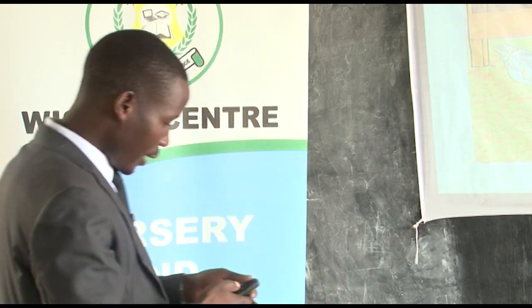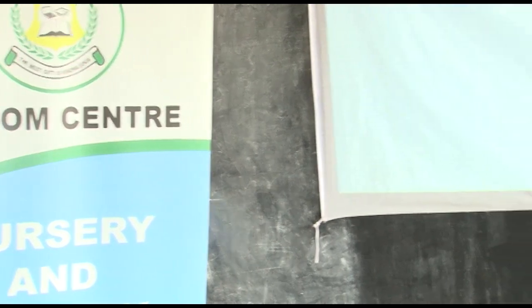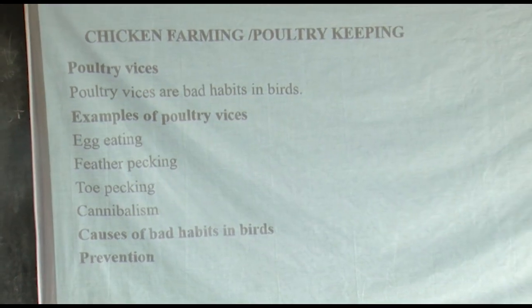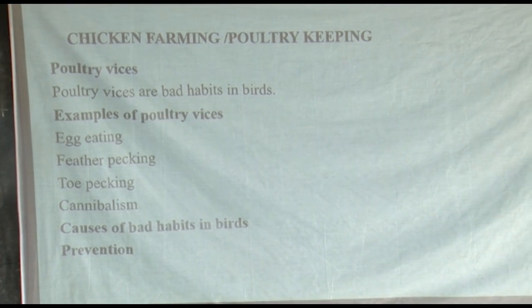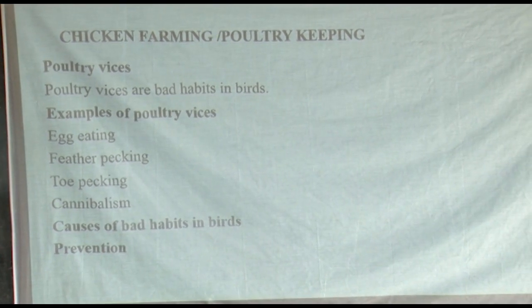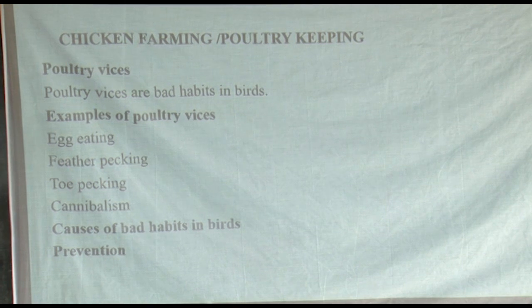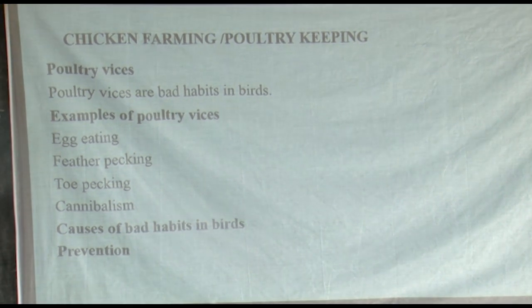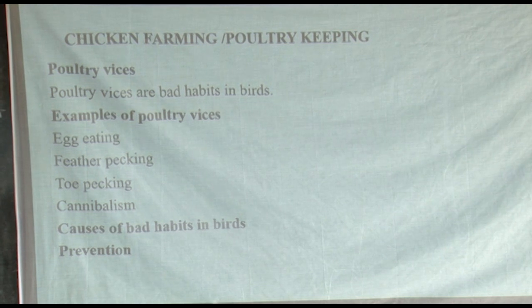So this time, we are going to look at still chicken farming, and majorly, we want to begin with poultry vices. Looking at this briefly, last time we looked at types of chickens. We classified the broilers, the layers, and the purpose. We went ahead looking at different ways of feeding chickens.